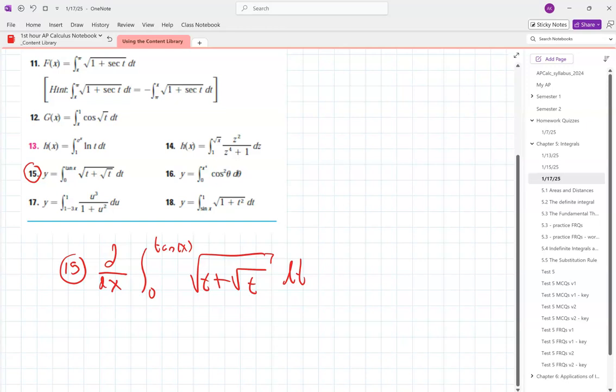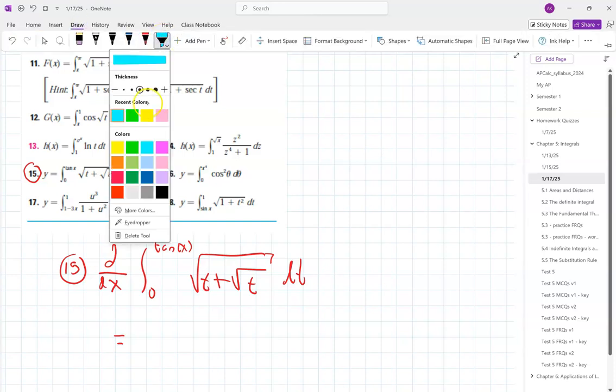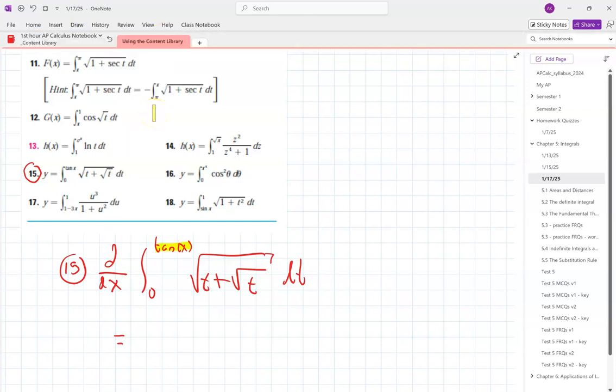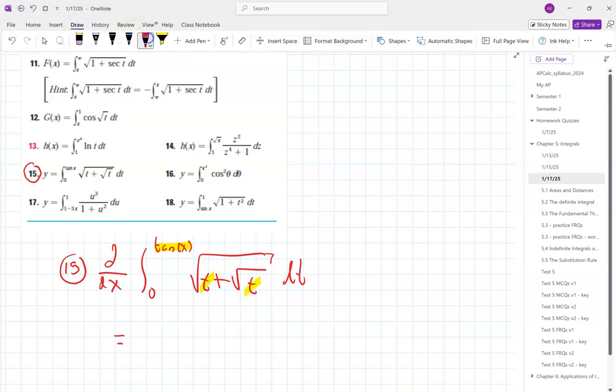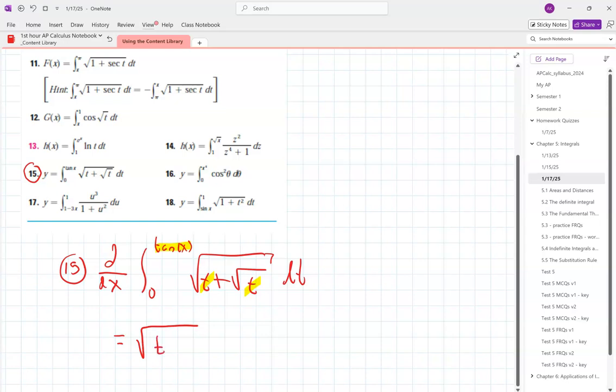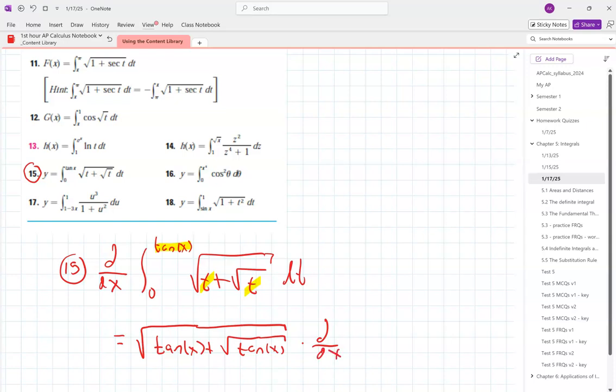So I know that the derivative is going to cancel out the integral, and I can replace the t's in my formula with whatever the variable is there. So I'm going to have tan x plus square root tan x. But I also have times the derivative of tan x, because it's like a chain rule thing going on here.